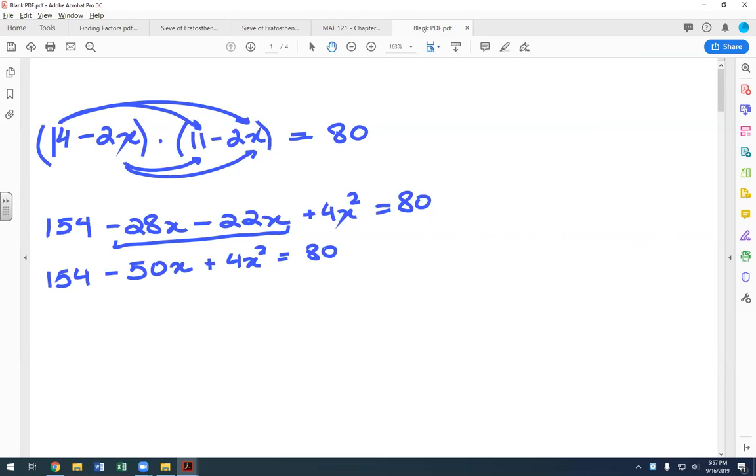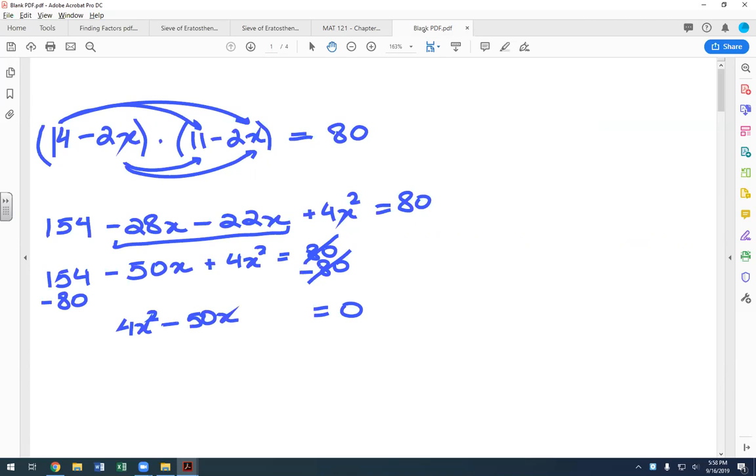Other way, actually bring the 80 to this side because we want to get our quadratic equation on one side. So we're actually going to subtract 80 and bring it over with the 154, get 0 on that right-hand side. And I am actually going to clean this up. And I'm going to bring my 4x squared to the front, minus 50x in the middle.